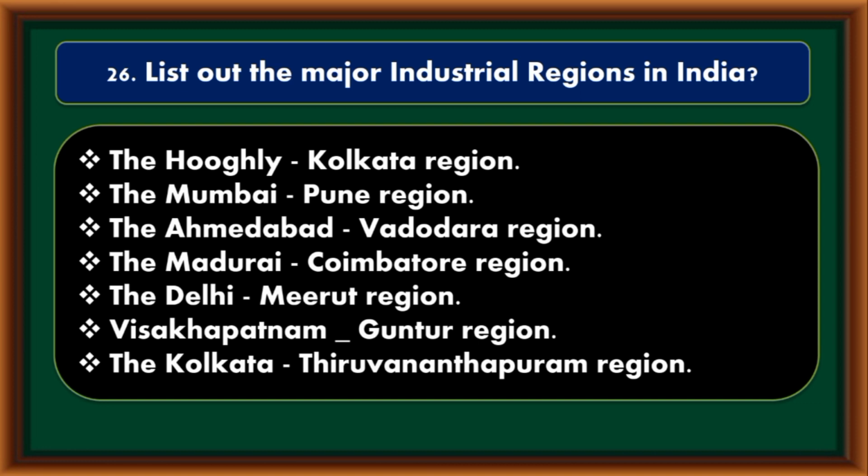List out the major industrial regions in India: the Hooghly Kolkata region, the Mumbai Pune region, the Ahmedabad Vadodara region, the Madurai Coimbatore region, the Delhi Meerut region, Visakhapatnam Guntur region, the Kolkata Thiruvananthapuram region.